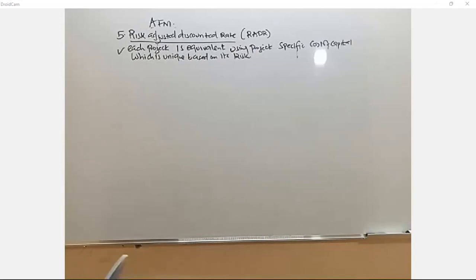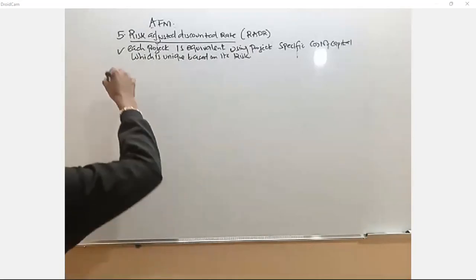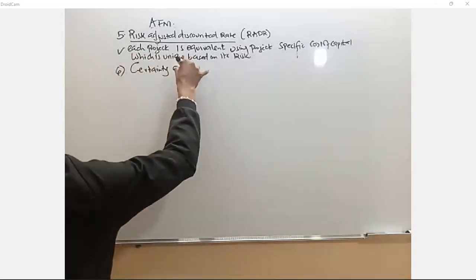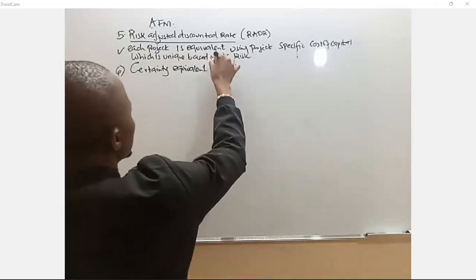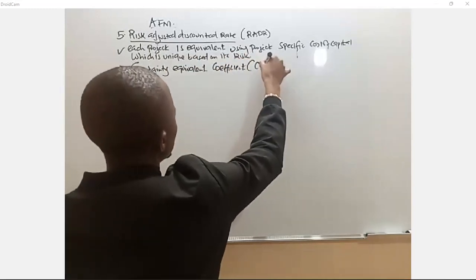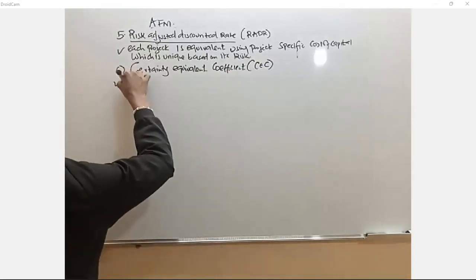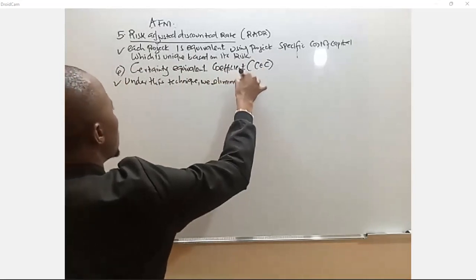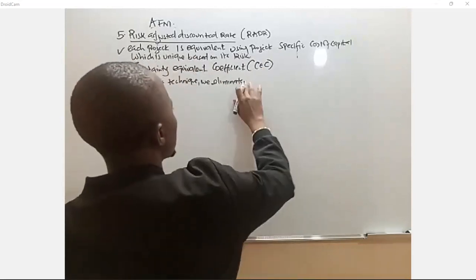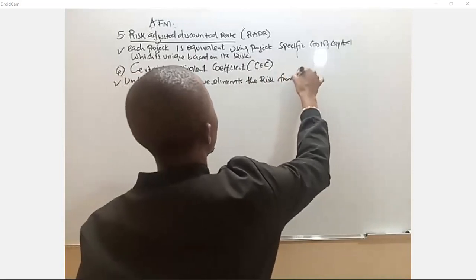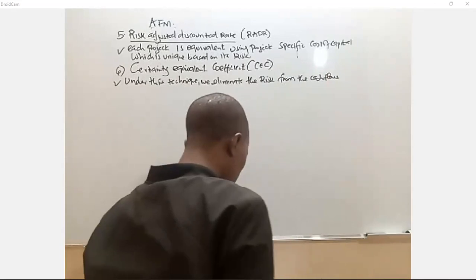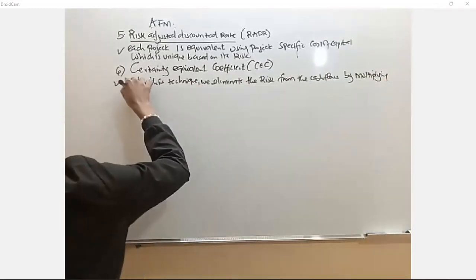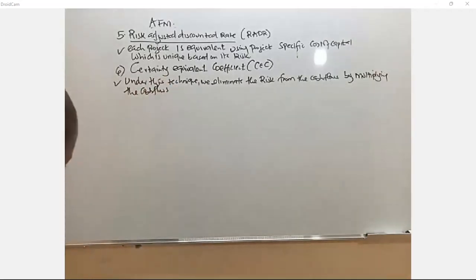Let me just look at something different. The next one should be certainty equivalent coefficients. It was tested the other day. So this is CEC, right? Under this technique, we normally eliminate the risk from the cash flows by multiplying the cash flows with a certainty factor.